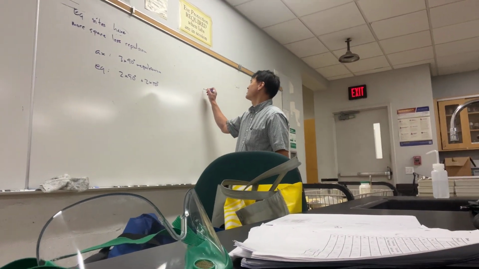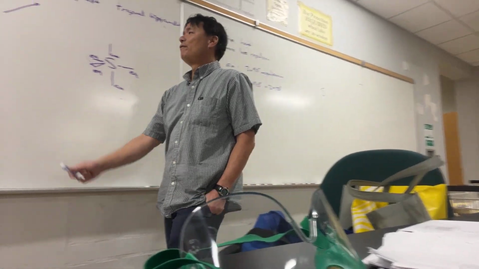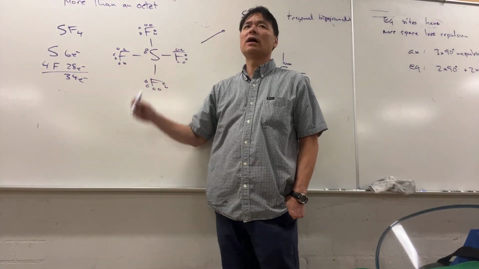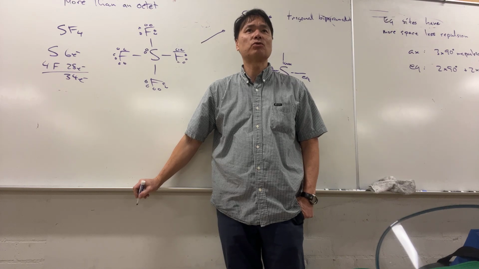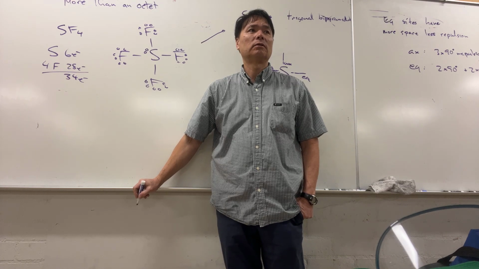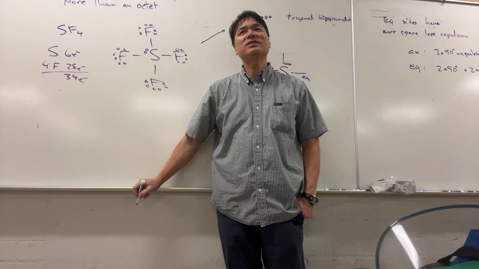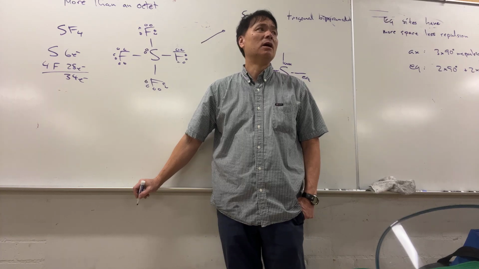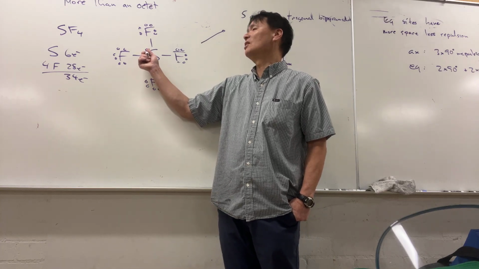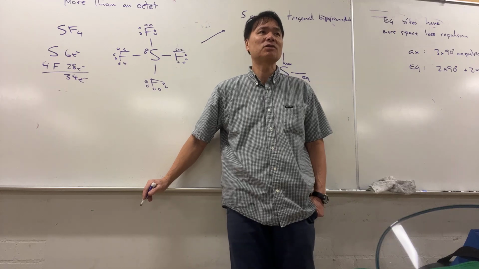I'm going to fill the sites in. So I have 4 single bonds and 1 lone pair. Where should I put the lone pair? In an axial or in an equatorial? Does the lone pair require more space or less space than a single bond? It requires more space. So I want to make sure I put the lone pair in the site with the most space. The site with the most space would be axial or equatorial?